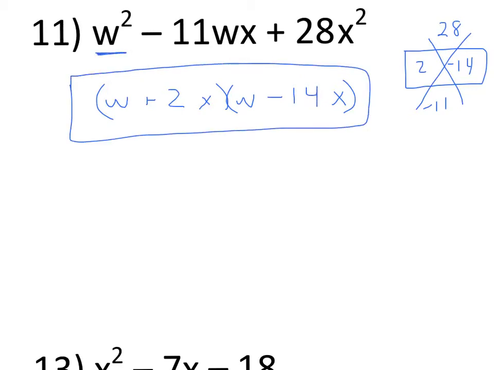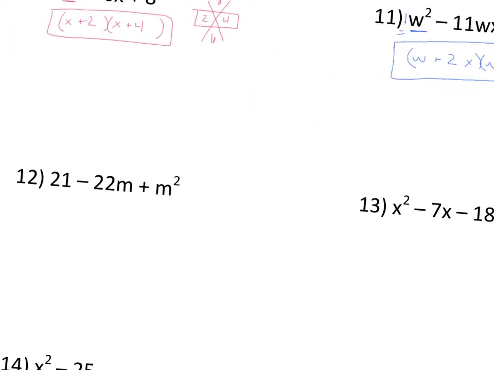Just be cautious when you've got multiple variables. Remember, it's got to be represented down here. Also keep in mind there's a 1 out front. That's why we can shortcut. Starting tomorrow, we're not going to be able to shortcut because there's not always going to be a 1 out front. Okay? All right, number 12.